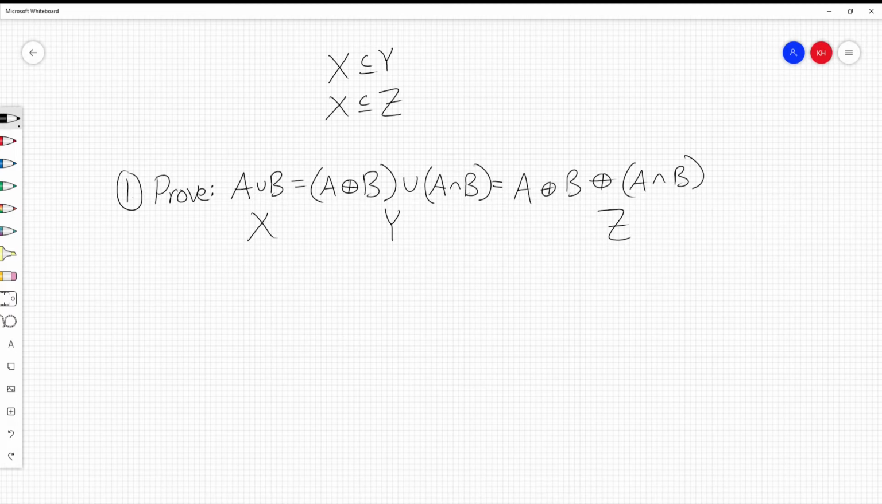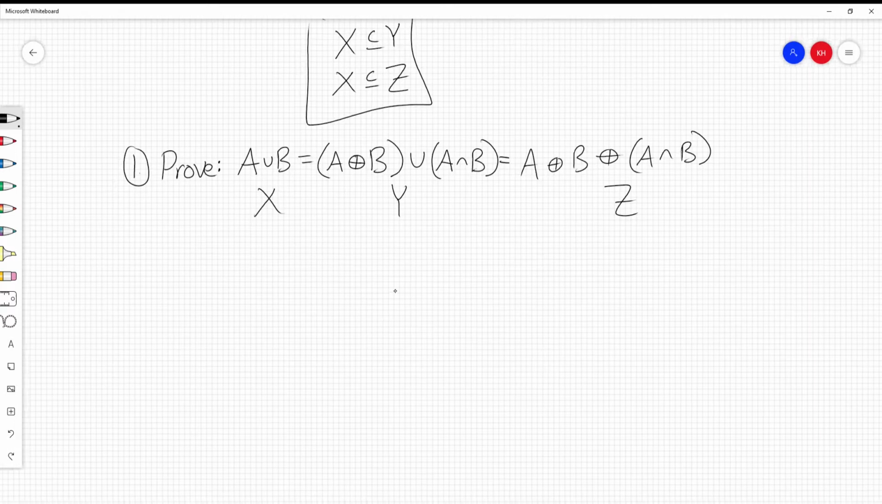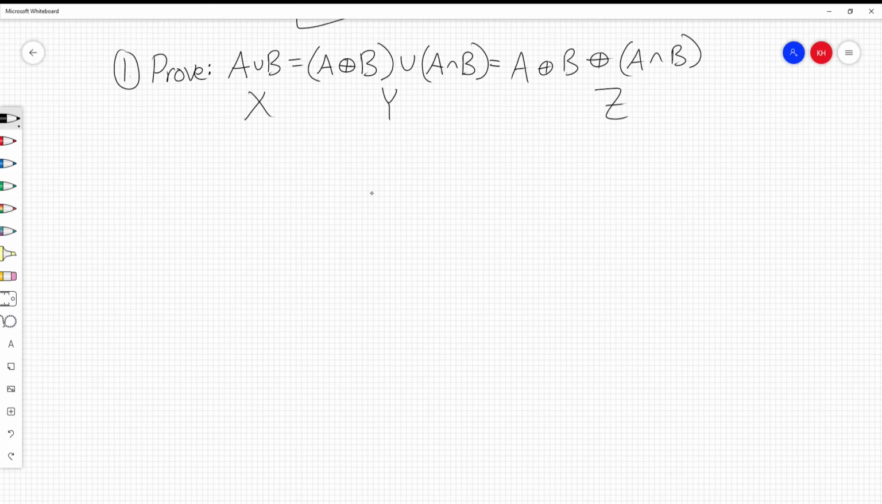So to go on, we have a little bit of two choices here. We can prove that Y is a subset of X, or we can prove that Z is a subset of X, because now we just have two. This is what we have done. So I think we're going to start with Y is a subset of X here, just to get us an equality at least.